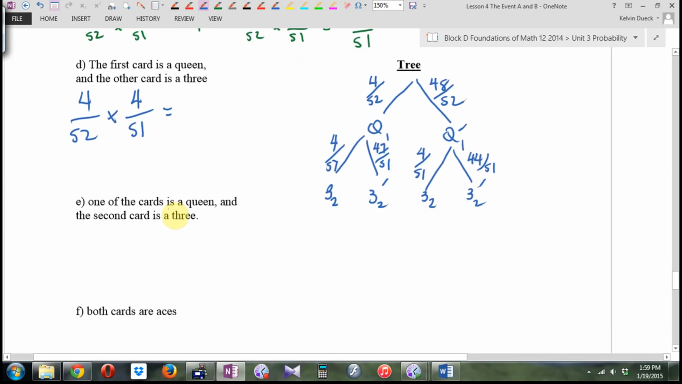Scroll up a little bit. It's this second one here that says one of the cards is a queen and the second card is a 3. That's a bit trickier. And the reason is this card here, which is not a queen, could have been a 3, which would mean I wouldn't have 4 3s left. I would have, okay. So how the heck do we fix that?